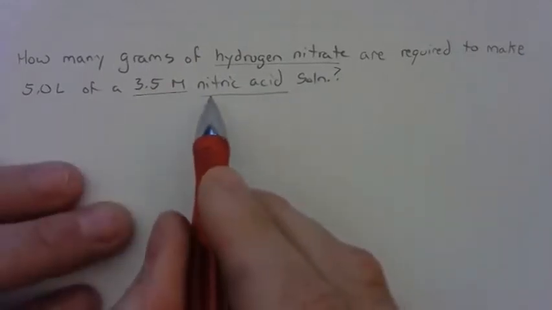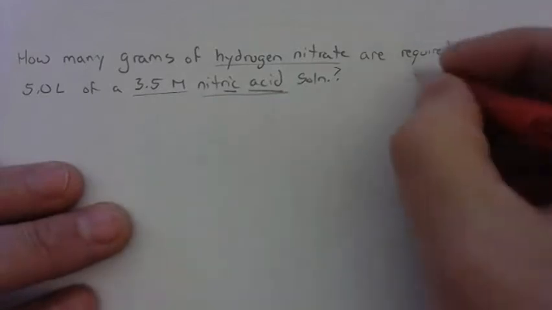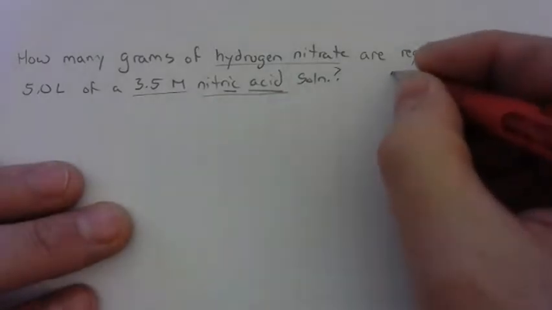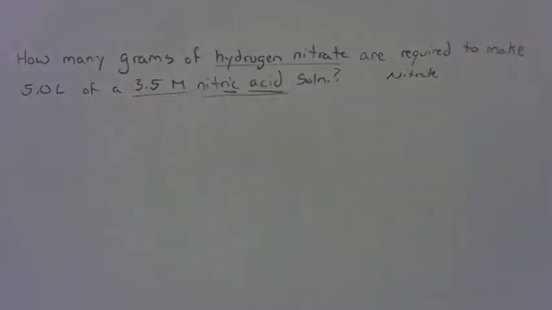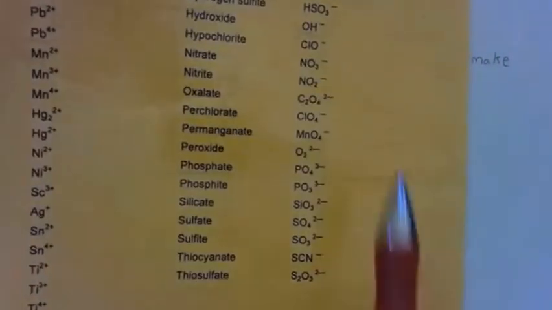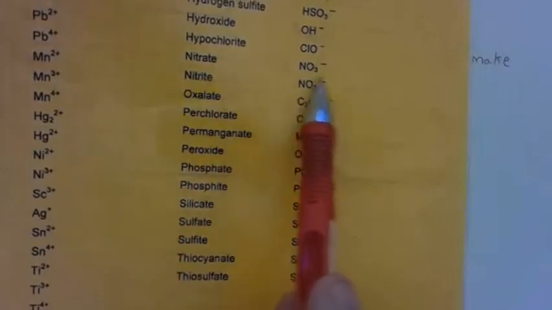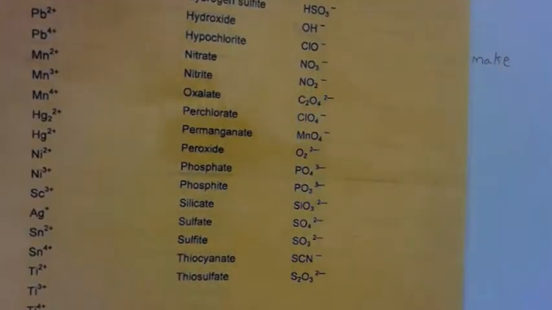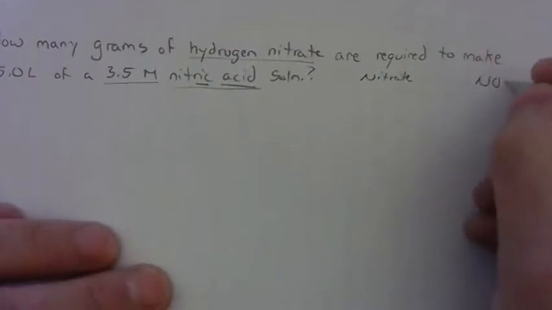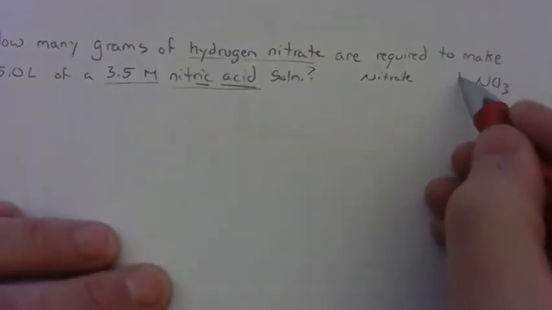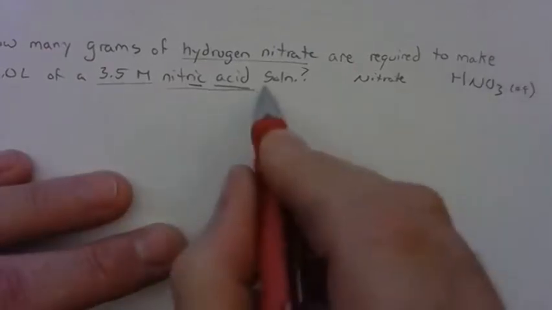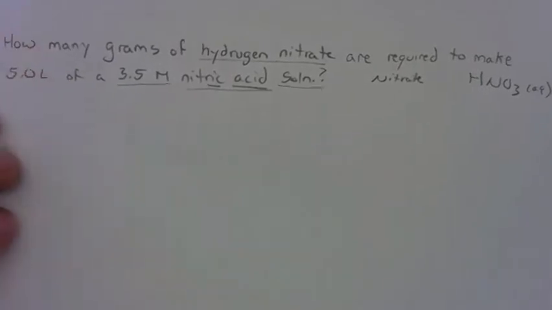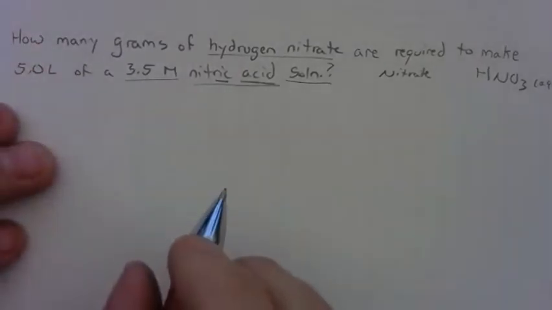Going nitric acid, since it's ic acid, I know the original anion ending was ate, so that means it was nitrate. On the back of my periodic table, I look for nitrate, and I see it right here, nitrate, and it has a formula of NO3, -1. NO3, and since it's -1, I only have 1 hydrogen in front, and I put aq when it's dealing with a solution. So now I can have my starting point.